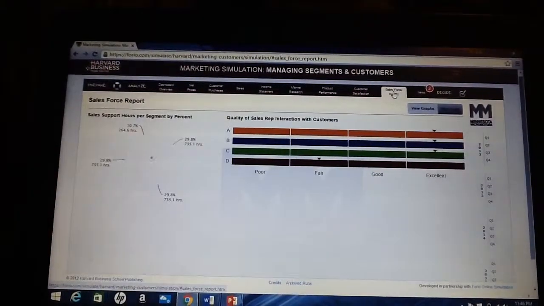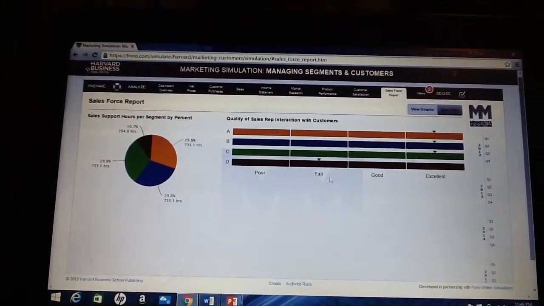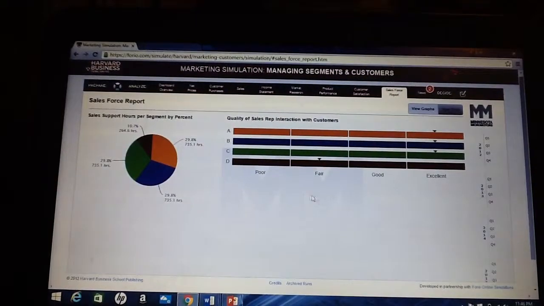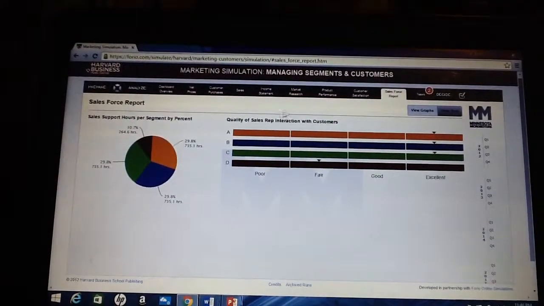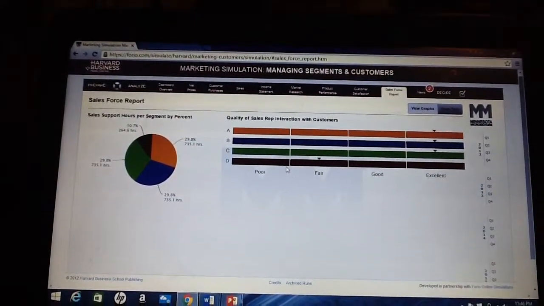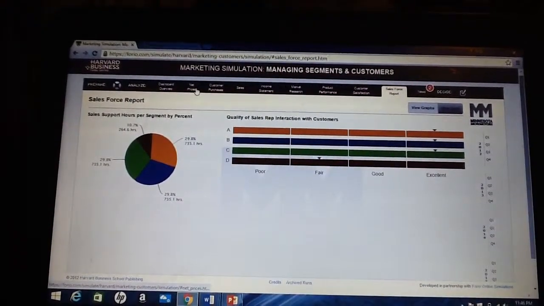And then last, here's the Salesforce report, which is how many hours per segment by percentage that I gave to each segment. Now, back to net prices.